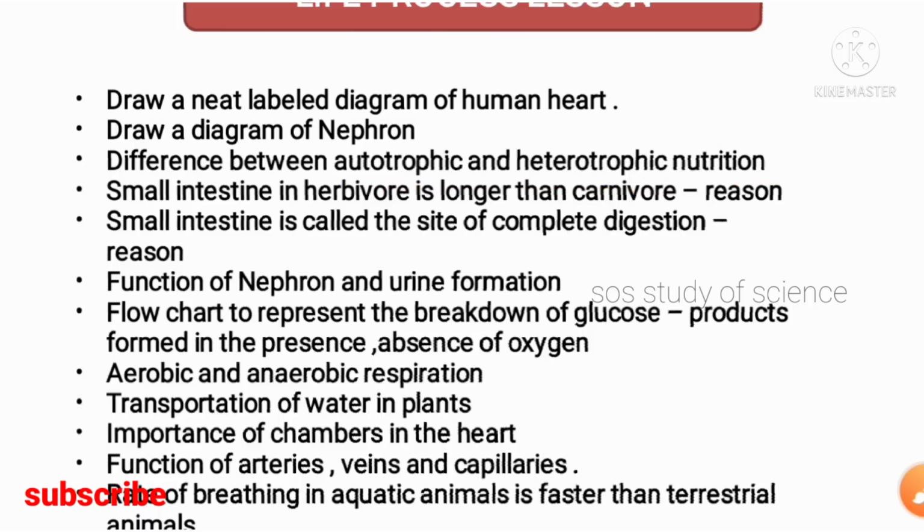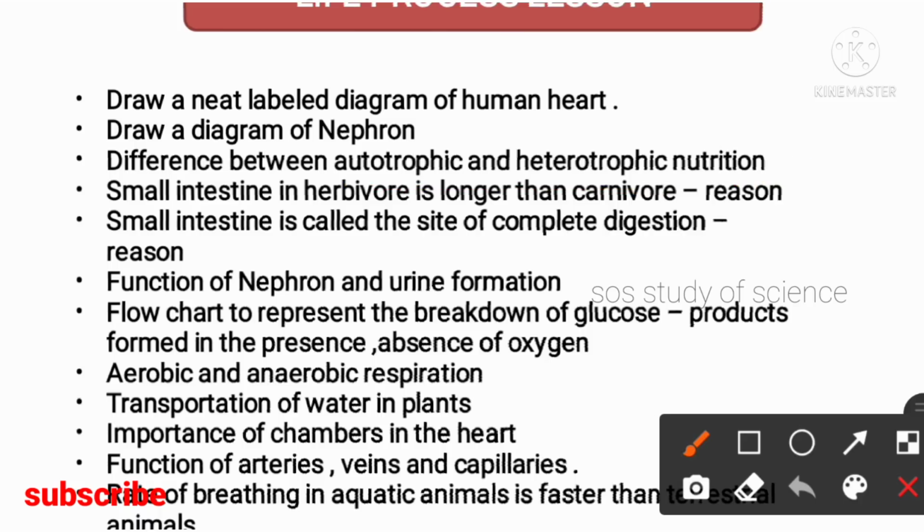Then you have to know about the small intestine. Frequently, in 3 question papers I have seen questions about the small intestine. The small intestine in herbivores is longer than in carnivores. What is the reason? Herbivores eat plant products which have cellulose in them, so the digestion of cellulose takes a long time. That is the reason herbivores have a longer intestine compared to carnivores. You want to know that.